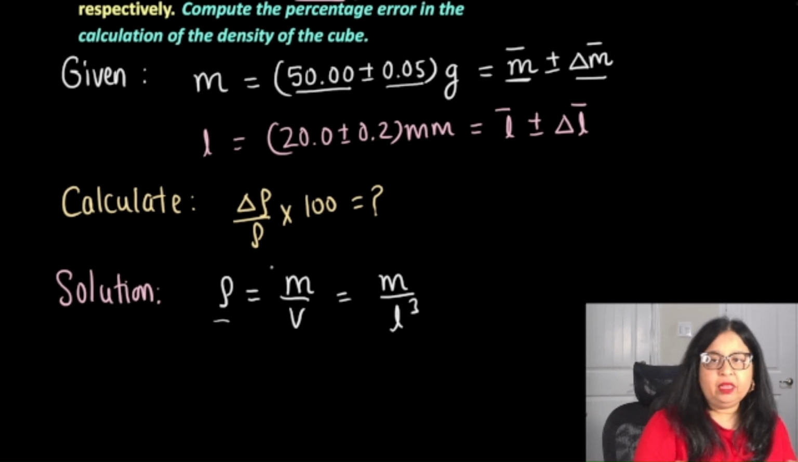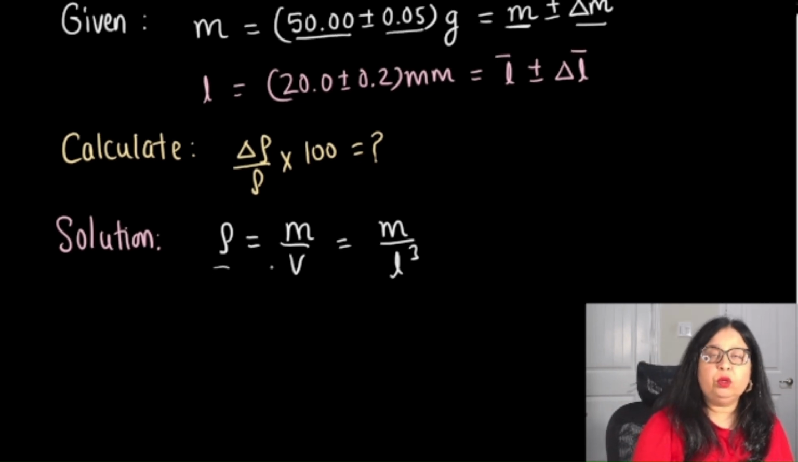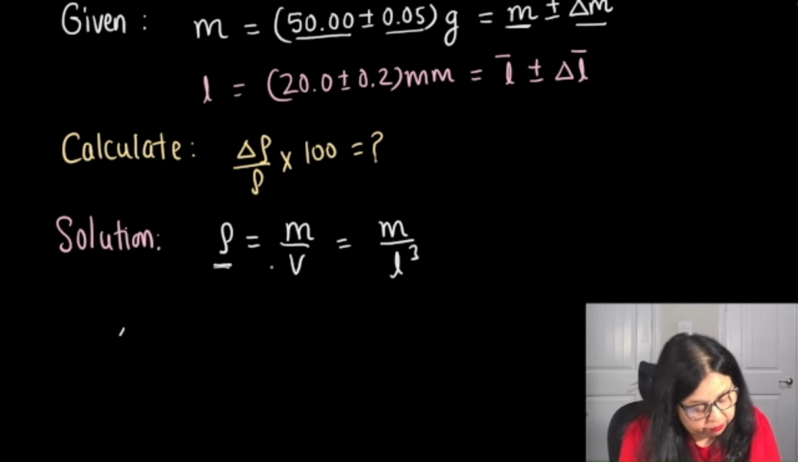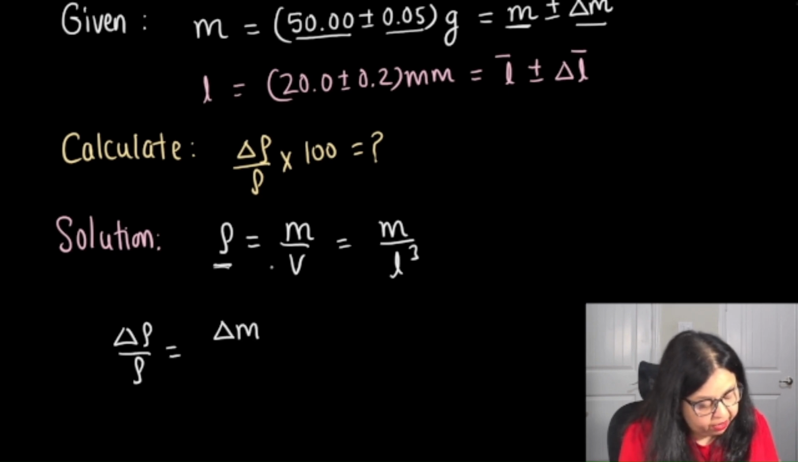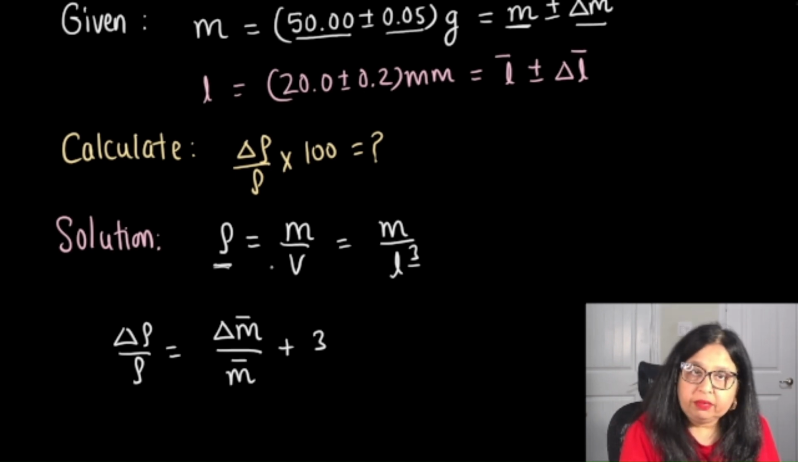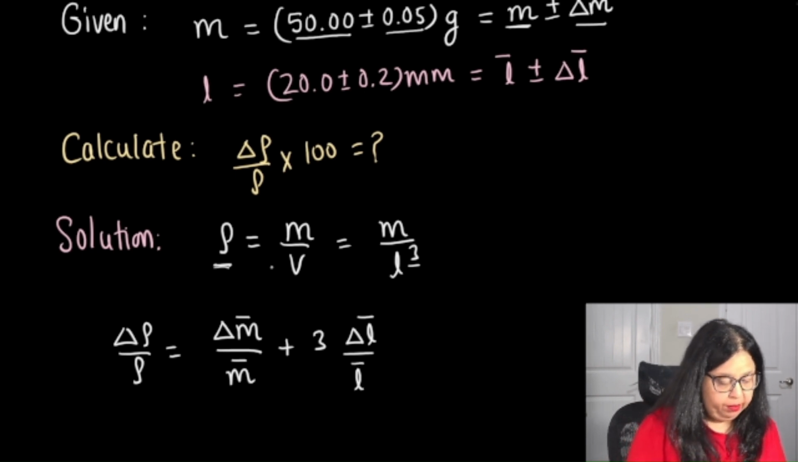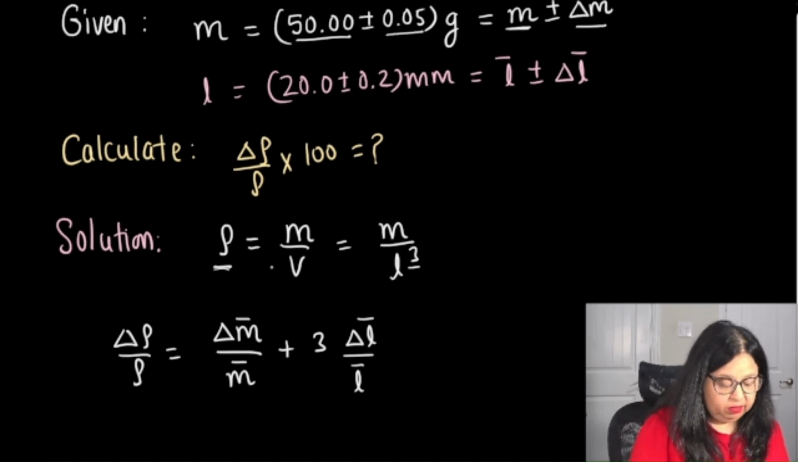Just like in the previous problem, we're going to apply the rules of propagation of error here. That gives us the relative error in rho equals relative error in mass plus this 3, the power of L, times the relative error in the length L, which is delta L bar over L bar.